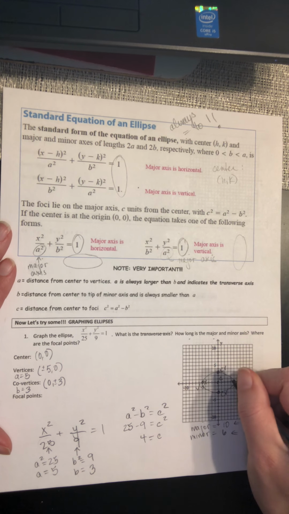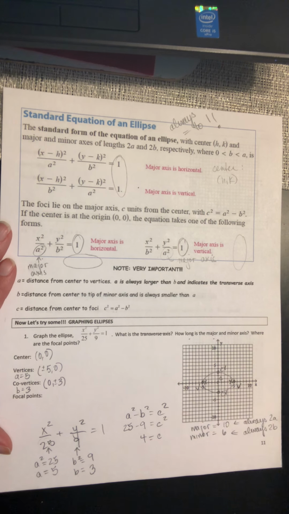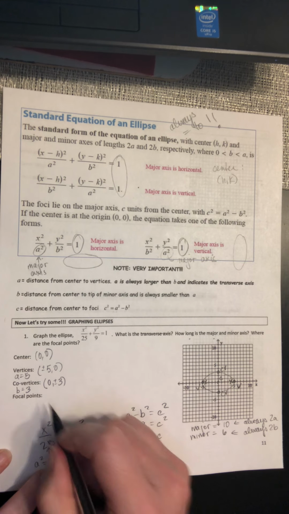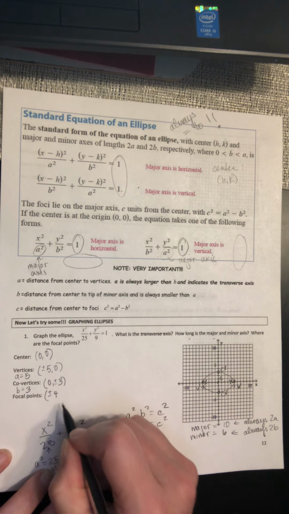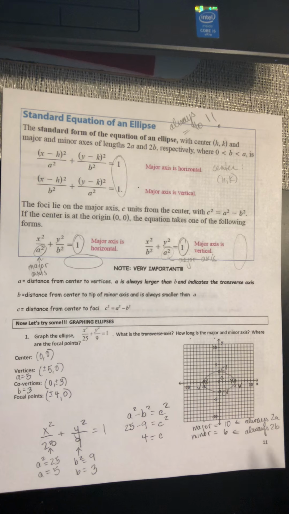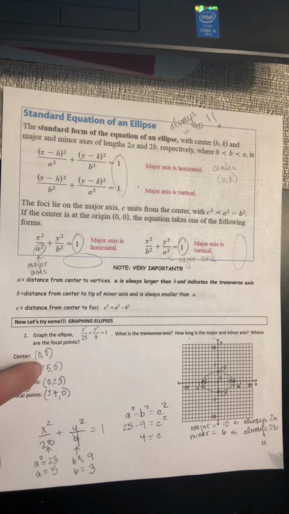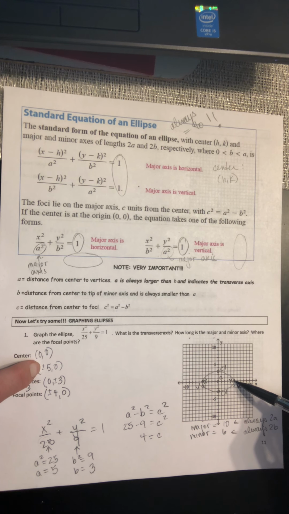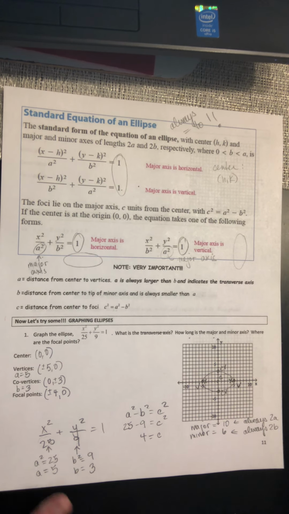So I'm going to put some X's there, because I'm not going to actually use those points to graph it. But my foci are going to be plus or minus 4, comma 0. The foci are always on the same axis as the vertices. They're never on the minor axis.